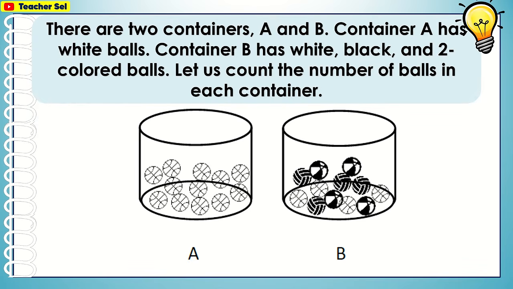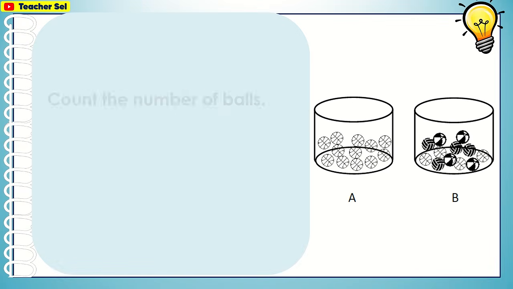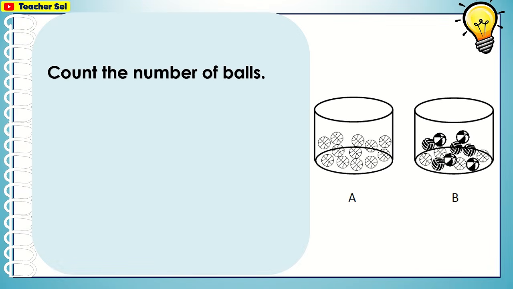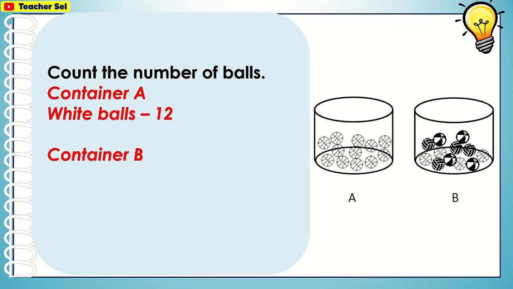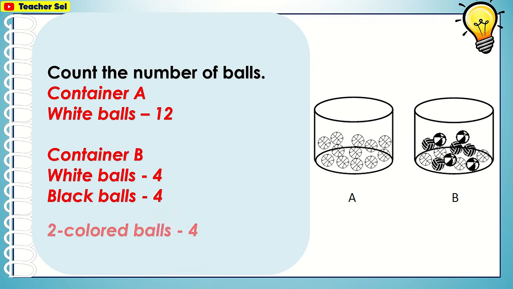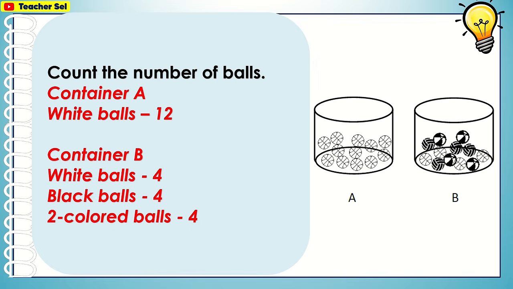There are two containers, A and B. Container A has white balls. Container B has white, black, and two colored balls. Let us count the number of balls in each container. Container A, white balls 12. Container B, white balls 4. Black balls 4. Two colored balls 4.